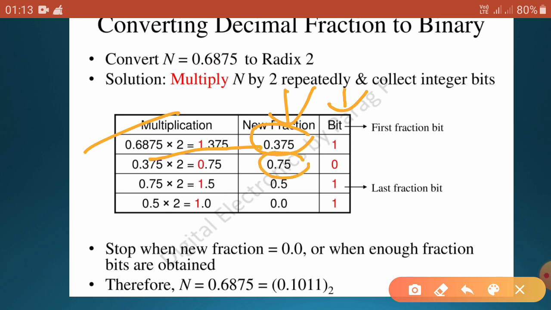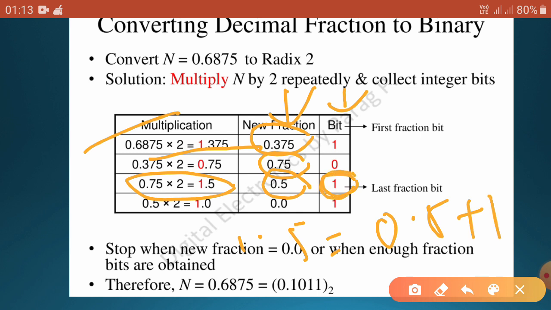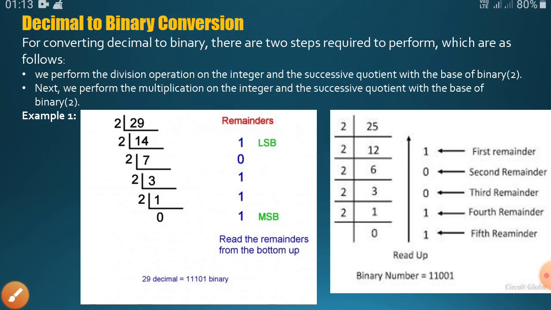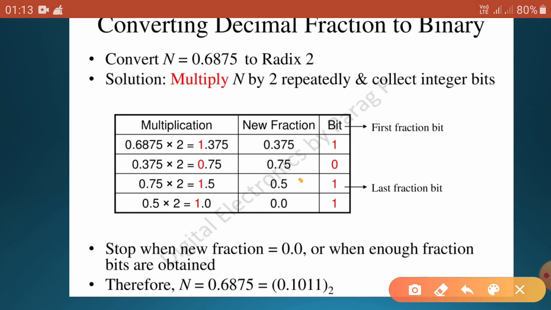Again this number is 0.75. We multiply it by 2, and it gives us 1.5. So we write 1 under bit and 0.5 under new fraction. We write the integer part under the bit column and the fraction part under the new fraction column. Then 0.5 multiplied by 2 gives us 1.0, so the bit is 1 and the fraction is 0. Whenever 0 comes here, we stop.